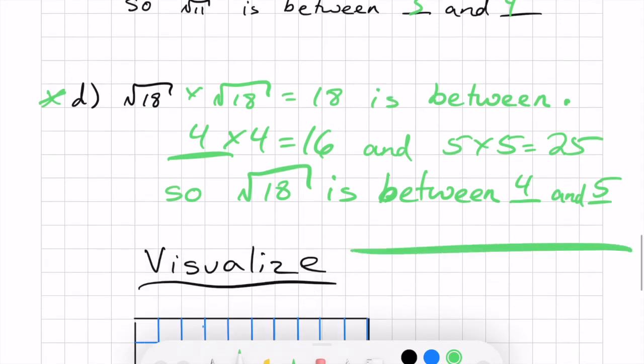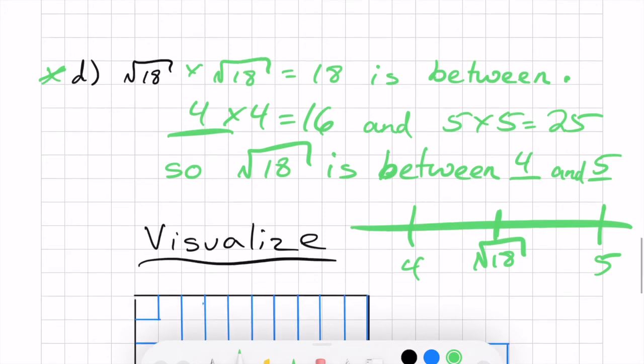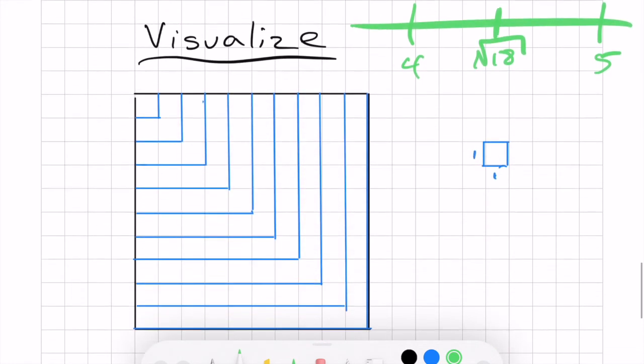So if I drew the number line out, and that's 4 and that's 5, right? And somewhere in here, because I'm not 100% sure where, is going to be the square root of 18. It's going to fit in there somewhere. All right, now let's visualize this.